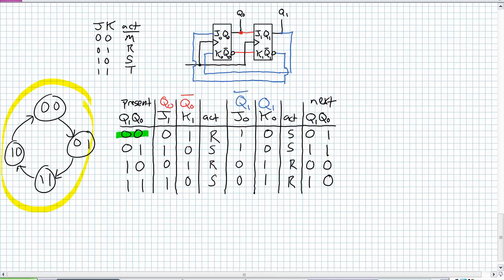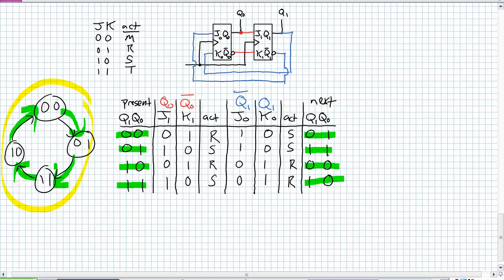Okay, our design implements 0, 0, it goes to 0, 1, looking good. If it is 0, 1, it goes to 1, 1, looking good. If it is 1, 0, it's going to 0, 0. That's that transition right there. We're looking good. Finally, our last state, 1, 1, where does it go to next? 1, 0. Oh my gosh, our design worked.